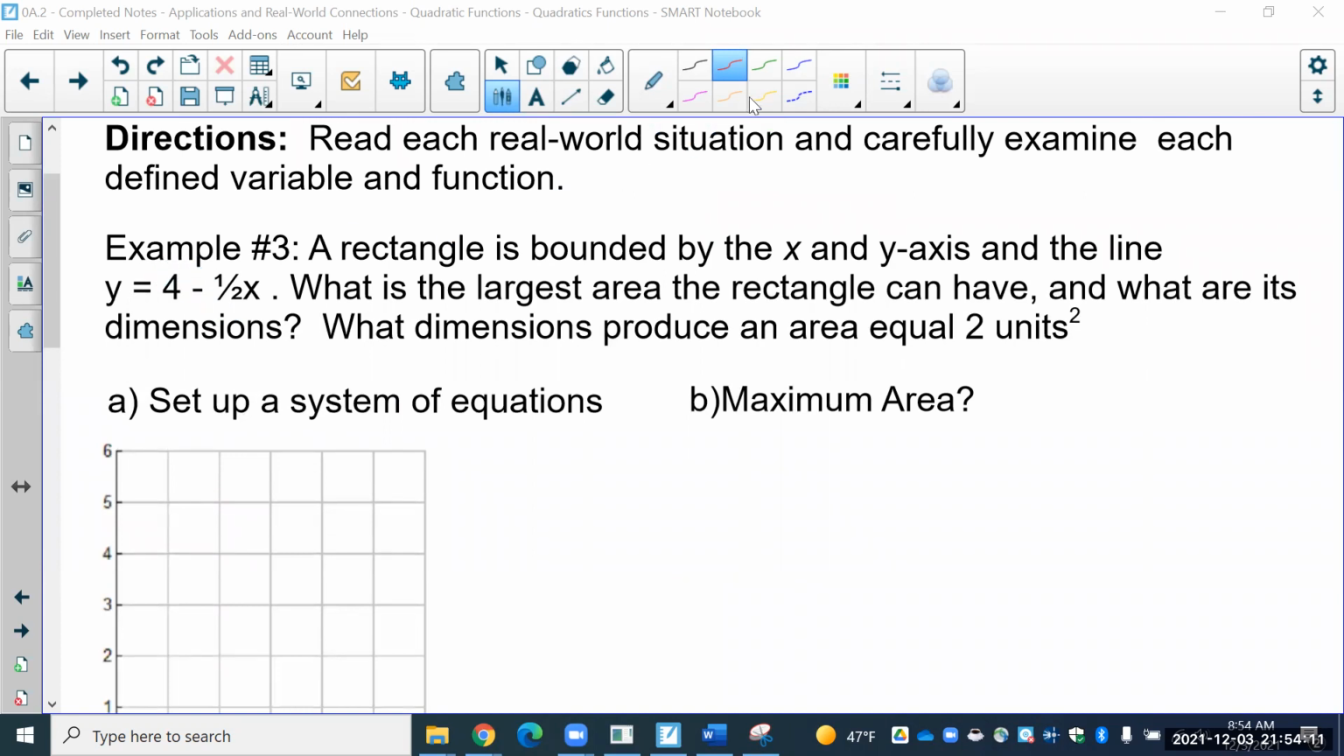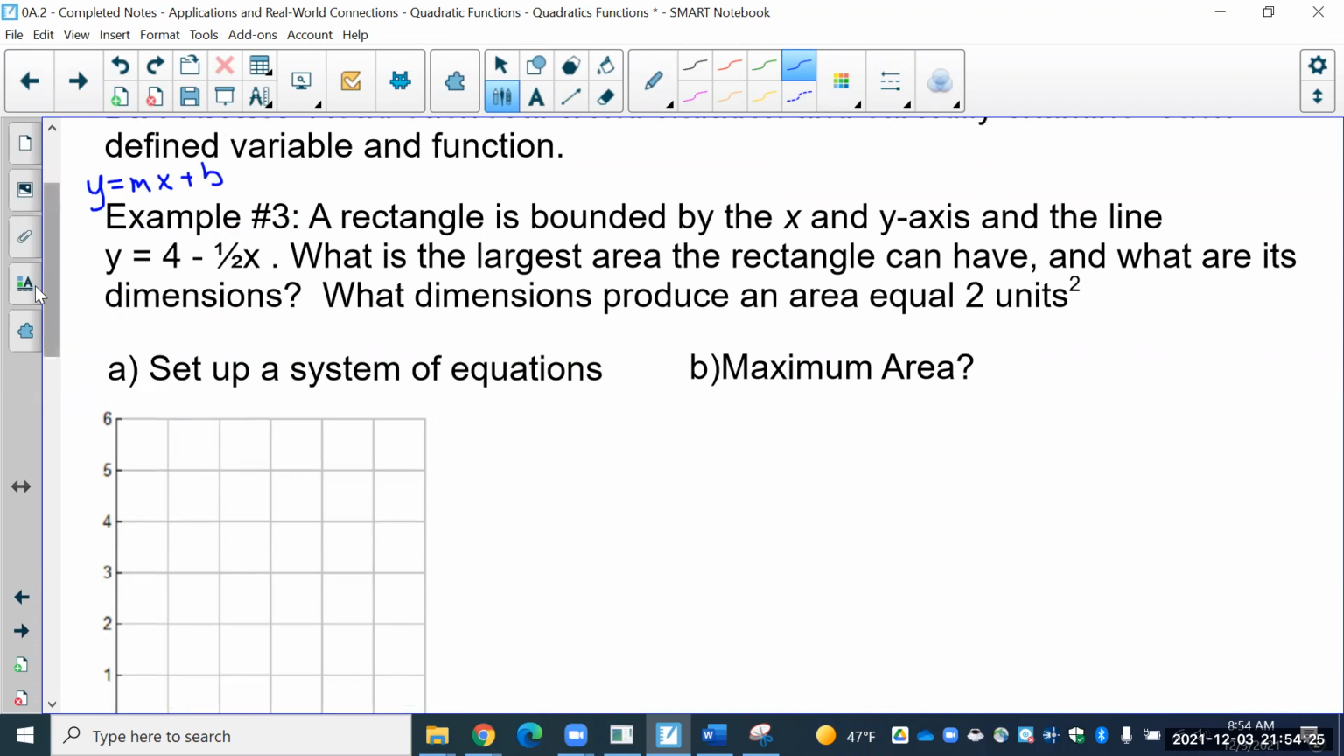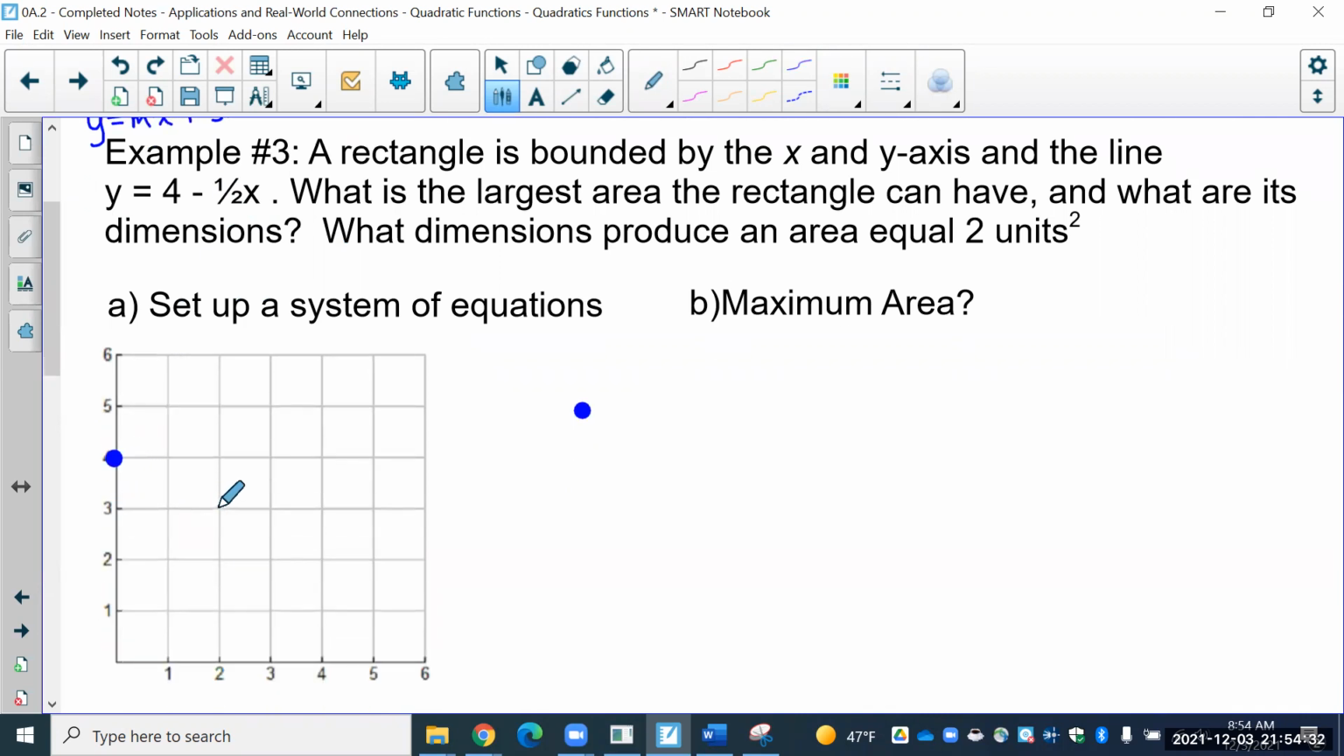4 minus 1/2 x. Now, a lot of times on the AP, they write your y equals mx plus b equation backwards. Why do they do this? They just do. So this is my rate of change, and this is my y-intercept. So if I'm going to graph this, I'm going to start at 4, and I'm going to go down with a rate of down 1 over 2. Down 1 over 2. And I'm just going to fill up the graph as much as I can, down 1 over 2. Okay? And that's going to produce a constraint upon the rectangle being graphed.